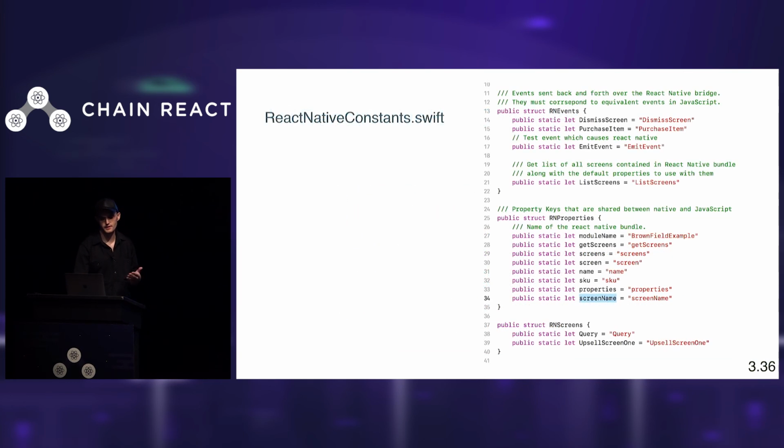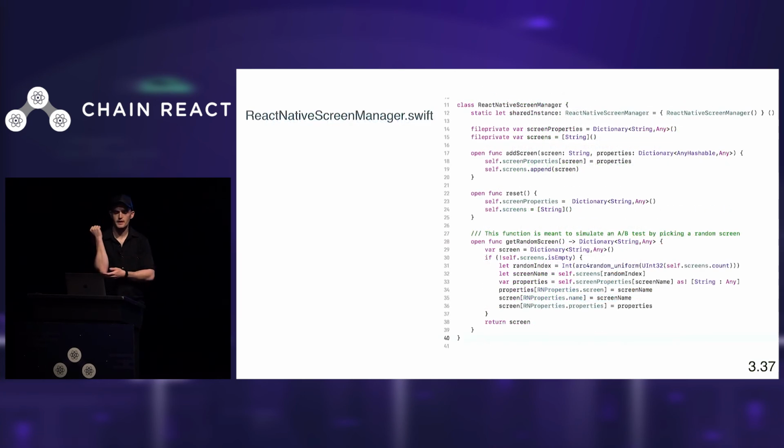ReactNativeConstants is just the strings that I'm using on the native side of the code base. And this little thing, ReactNativeScreenManager, is the singleton where all of the screens get put into, and it's meant to simulate an A/B testing framework. So when I click that button, I'm going to call into this and say, hey, give me a random screen and a set of props to display at runtime.